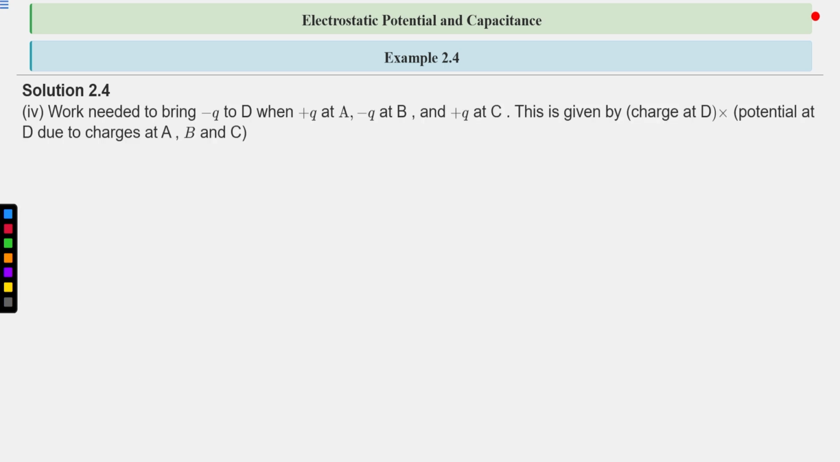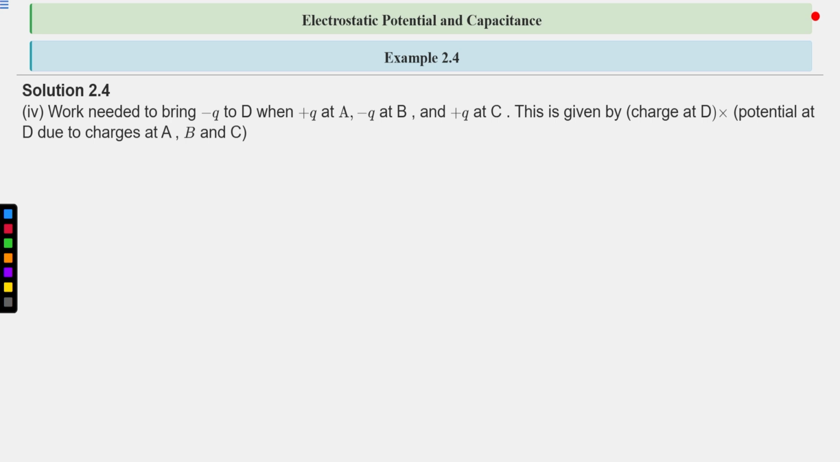Now, the work needed to bring minus Q to D when plus Q at A, minus Q at B and plus Q at C are present. Now, three charges are present: positive Q at A, negative Q at B and positive Q at C. Now, we have to bring the fourth charge to D. So, what is the work done now?